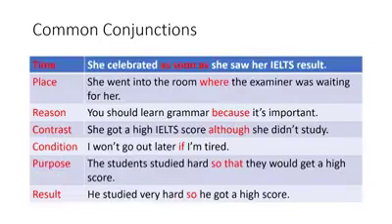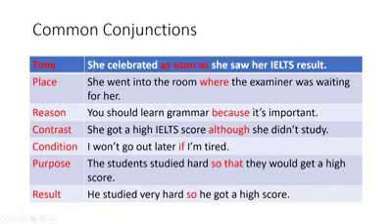So let's look at some example sentences. Time: she celebrated as soon as she saw her IELTS result. Place: she went into the room where the examiner was waiting for her. Reason: you should learn grammar because it's important. Contrast: she got a high IELTS score, although she didn't study. Condition: I won't go out later if I'm tired. Purpose: the students studied hard so that they would get a high score. Result: he studied very hard, so he got a high score.